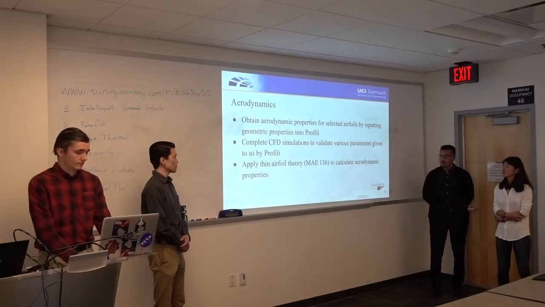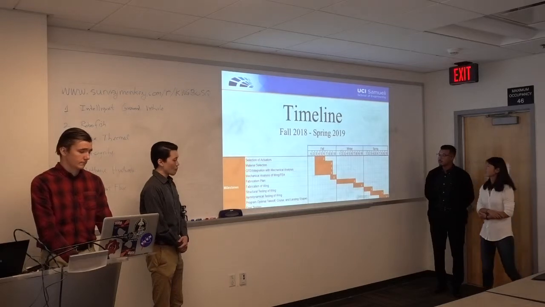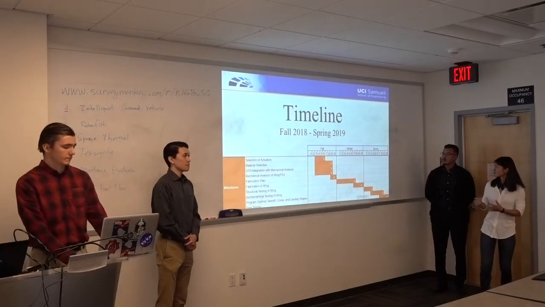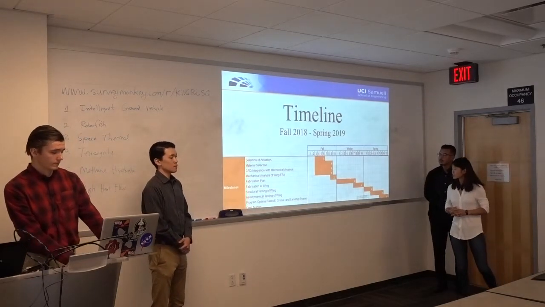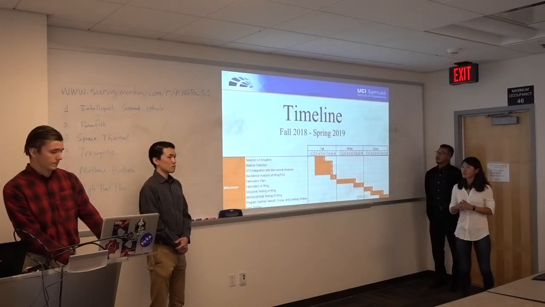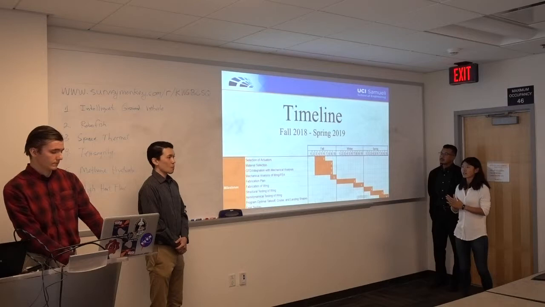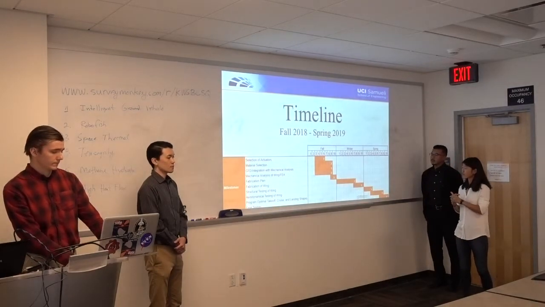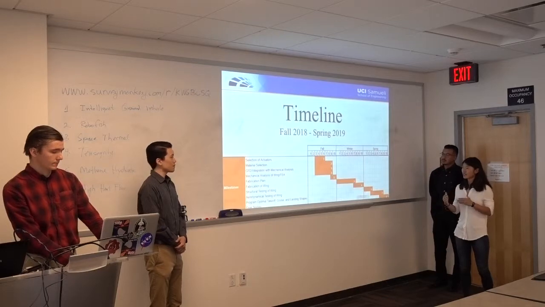Alright, so for timelines, we have this quarter, next quarter, and the spring quarter of 2019, and this is a Gantt chart of mostly technical stuff, like the selection, what the aerodynamics goes on, and stuff like that.